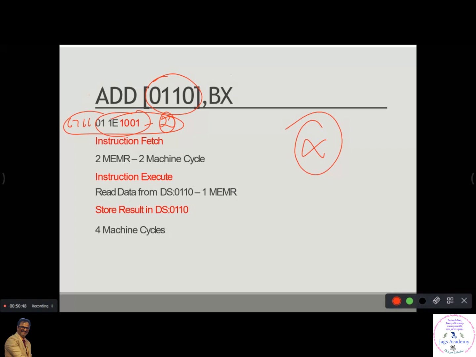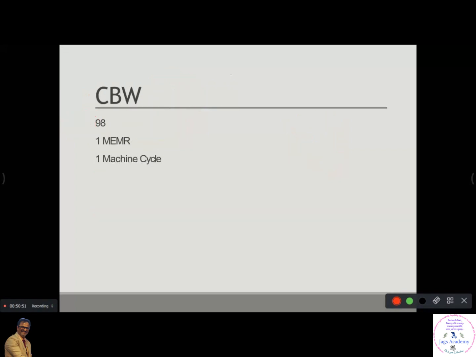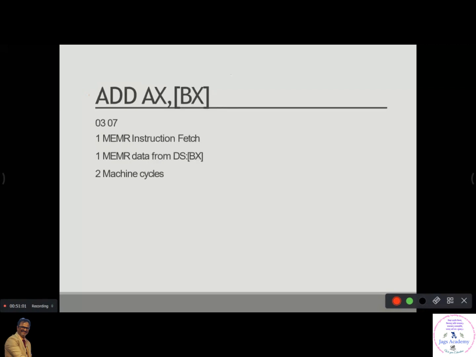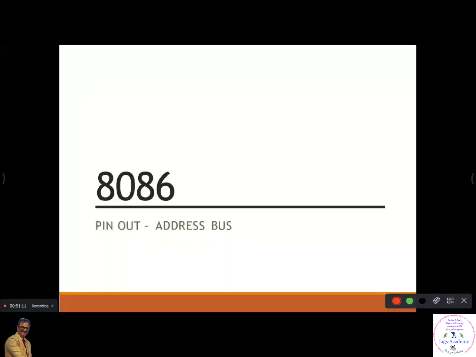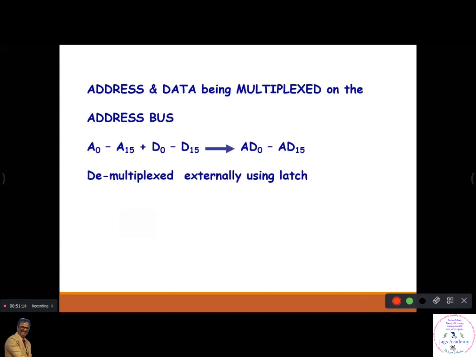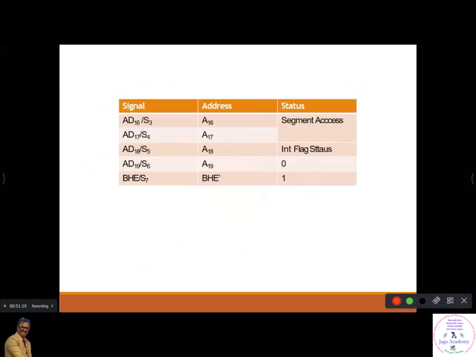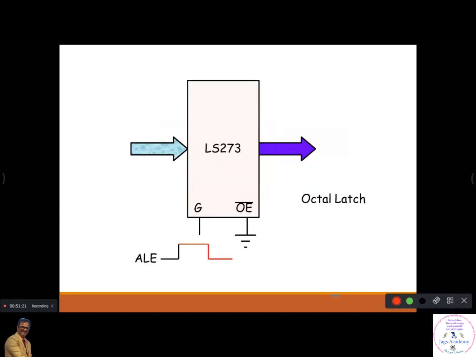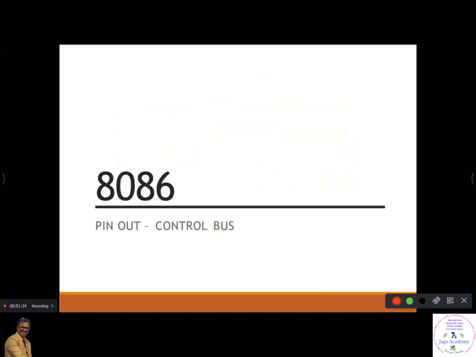I think I can give you some more examples. I have it here. See this one. It requires only 1 machine cycle. Yes or no? Right? It requires only 1 machine cycle. See this one. There's only 1 memory read. I already told you about multiplexing here. All this hardware I will tell you in the next class.